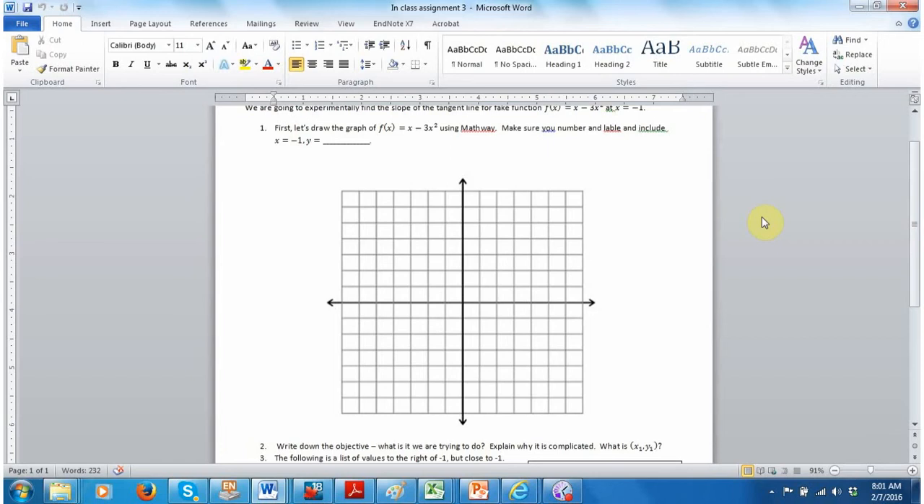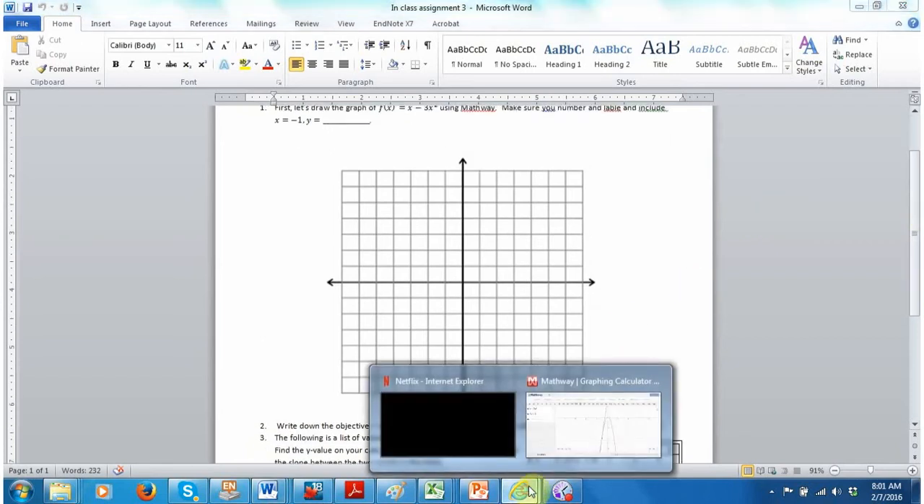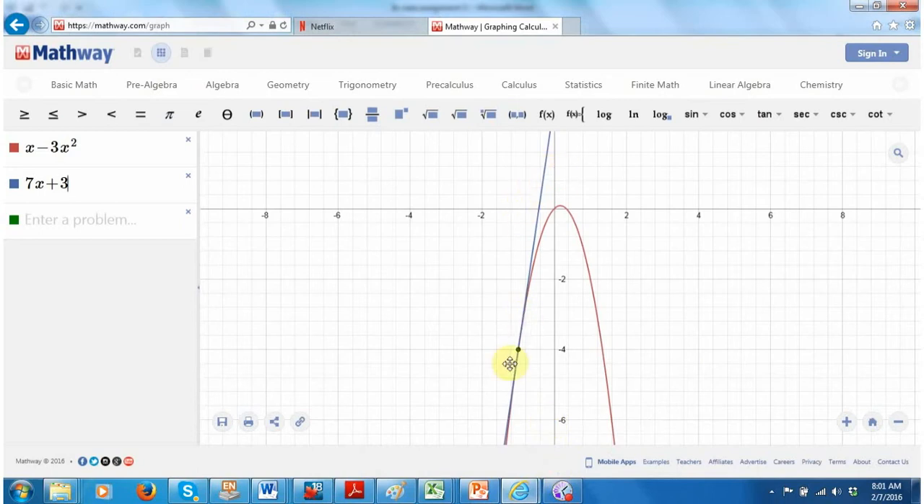So the objective of what we were trying to do, which was number 2, was to find the slope of this blue line right here. The red curve is the original graph, and the blue line is the tangent line. We'd like to find the slope of this tangent line. Why is this complicated? Why isn't there a formula for this? Well, it's complicated because if I change the point of interest to somewhere else, like over here, then the entire slope changes and I have to recalculate and do everything again. And that's what makes this complicated.